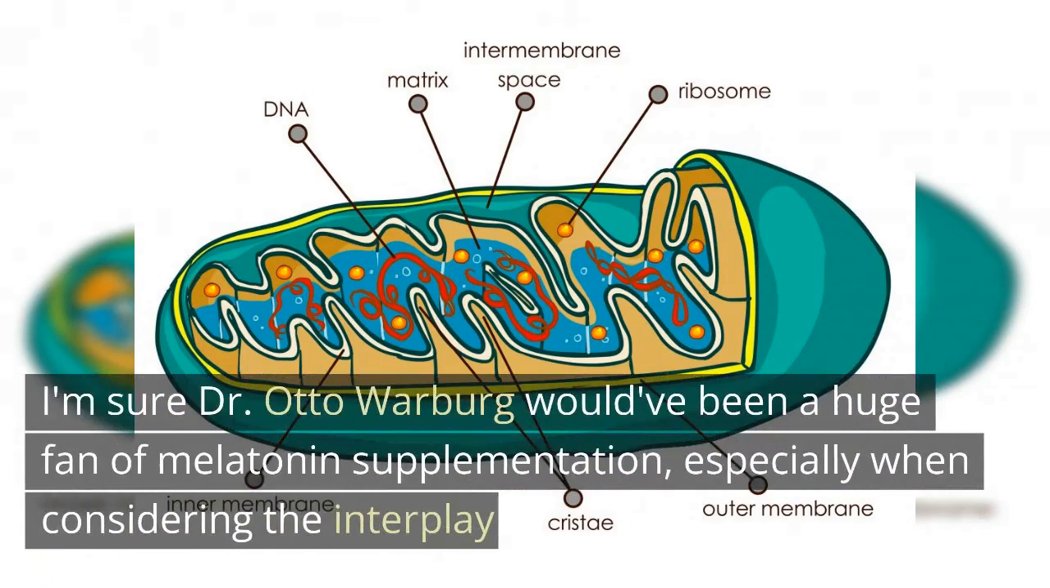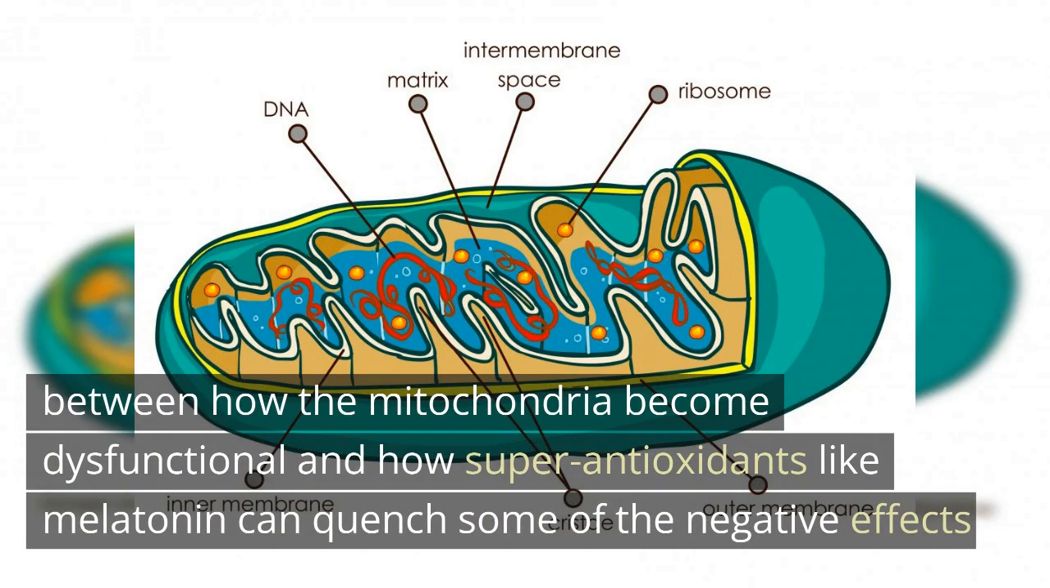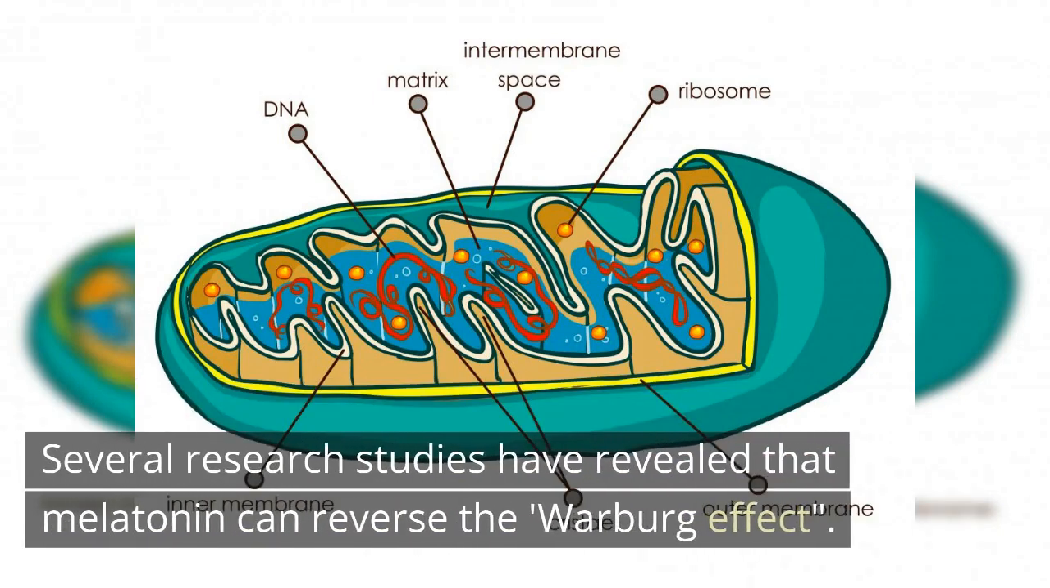I'm sure Dr. Otto Warburg would have been a huge fan of melatonin supplementation, especially when considering the interplay between how the mitochondria become dysfunctional and how super antioxidants like melatonin can quench some of the negative effects of this condition. Several research studies have revealed that melatonin can reverse the Warburg effect.